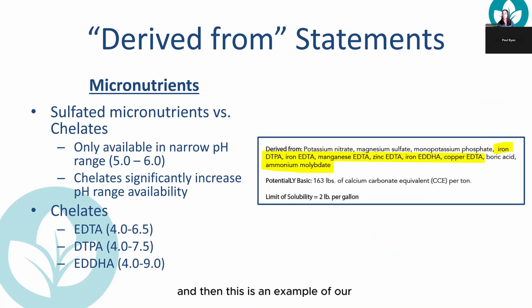And then this is an example of our 6626 fertilizer label. You'll see I've highlighted our micronutrients. We only use chelated micronutrients, and we make sure, especially with iron, to supply iron in all three chelated forms. So we supply iron with EDTA, DTPA, and EDDHA to make sure that you receive the maximum solubility of iron.